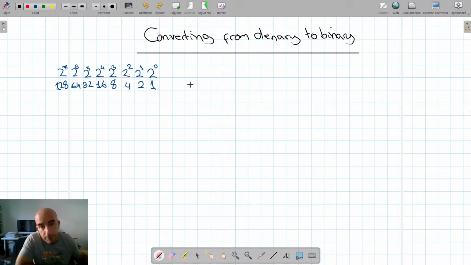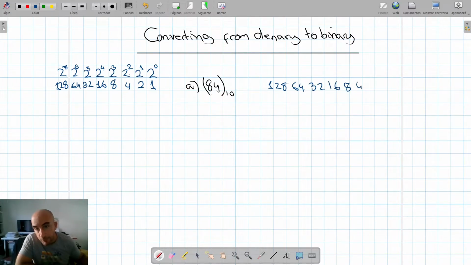Imagine we want to convert the number 84 in denary. What are we going to do? We write those numbers as we said: 128, 64, 32, 16, 8, 4, 2, and 1. Now we see which number can fit into 84 without being greater than it. 64 is the highest number that can fit into 84 without being greater.